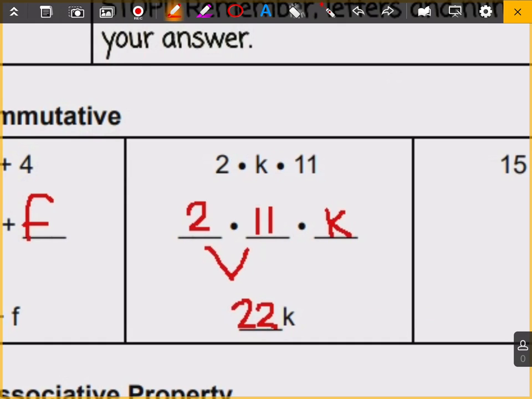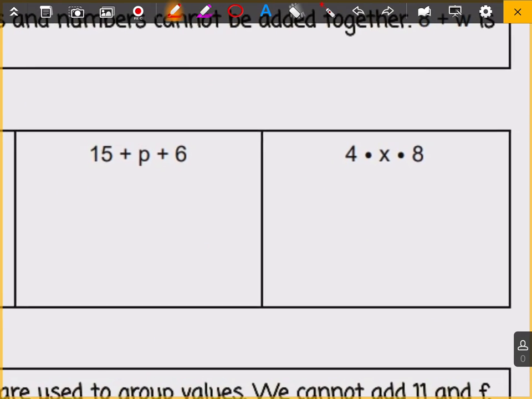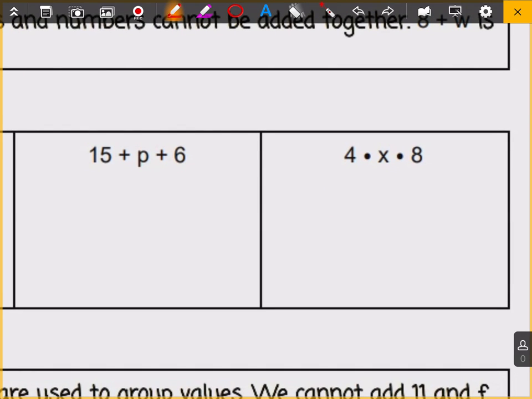So we're going to scoot on over to these other examples. We have 15 plus p plus 6. I'm going to rearrange it to where my numbers are together. So 15 plus 6 plus p. And I'm going to combine my numbers. 15 plus 6 is 21. And then we're going to have plus p at the end. Now remember, this is addition and not multiplication, so you have to include your addition sign.